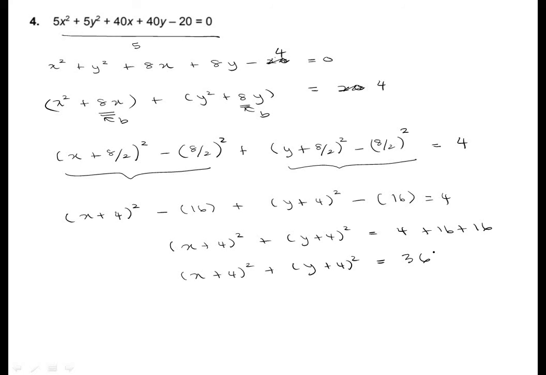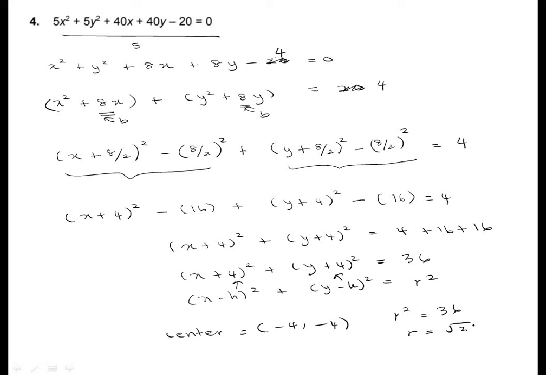We can compare with the standard form of a circle, (x minus h) squared plus (y minus k) squared equals r squared. From here we can get the coordinate for the center of the circle: h is negative 4, k is also negative 4. And for the radius, r squared equals 36, so r equals the square root of 36. The radius of the circle is 6.